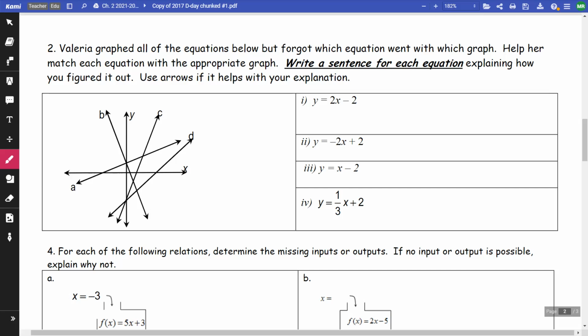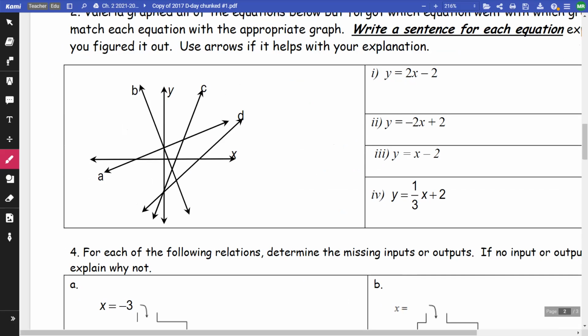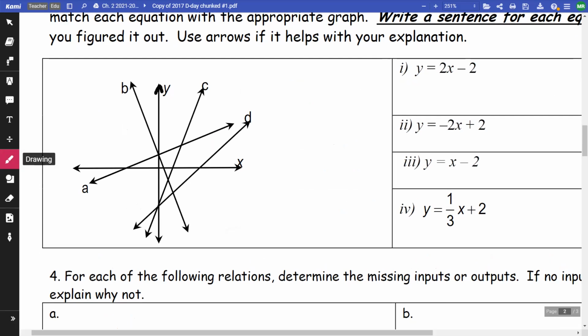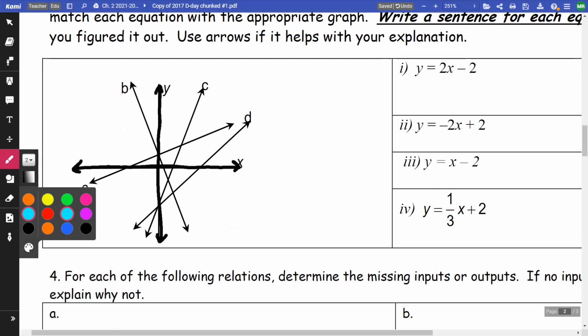So they want us to identify what's happening with these things. So first thing I want to do, I'm just going to darken in. This is our y-axis. This is our x-axis. Okay. So I'm going to kind of color code things.